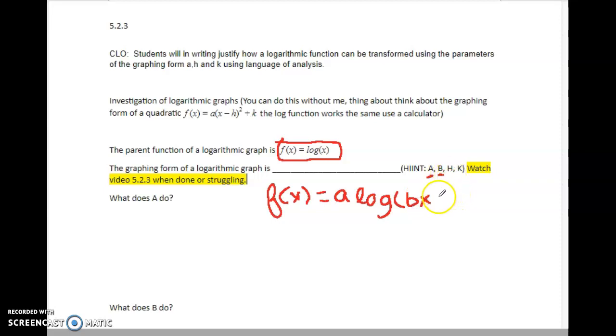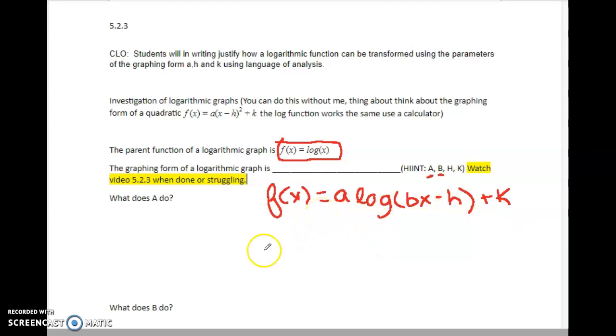And then here's h. And h is always inside the parentheses, right? It moves the graph left or right. And the last one is k, and it goes outside the parentheses like always, and it moves the equation up or down. So here's your parent function now.